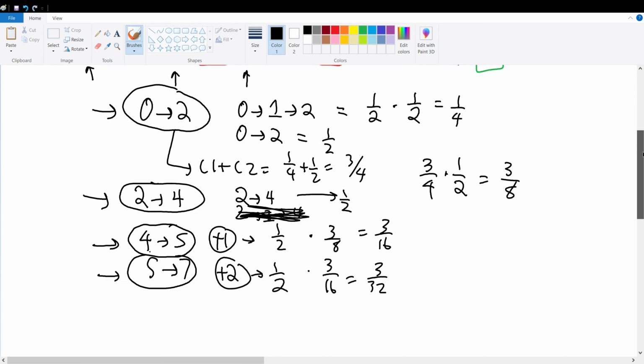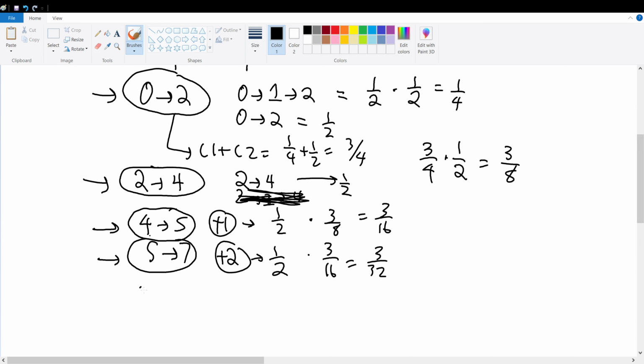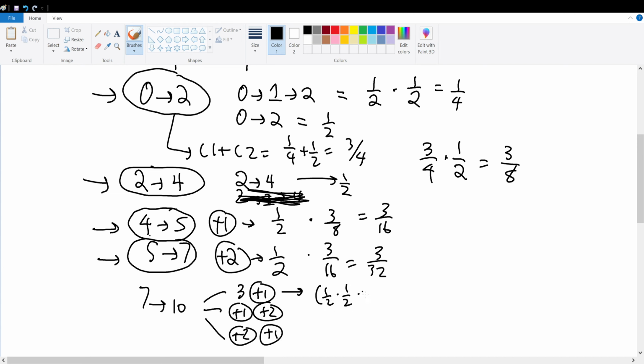Now we must get from 7 to 10, and that has a little more casework. We can either do three +1 jumps, or a +1 jump then a +2 jump, or the opposite way around, and we cannot do anything else. For the first case, we have 1/2 times 1/2 times 1/2. For the second case, we have 1/2 times 1/2, and for the third case, we have 1/2 times 1/2. So that's 1/8, 1/4, and 1/4.